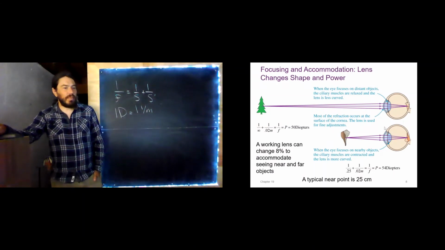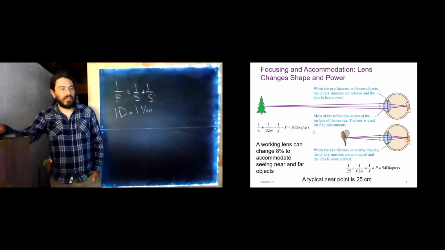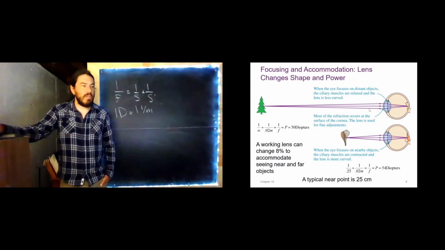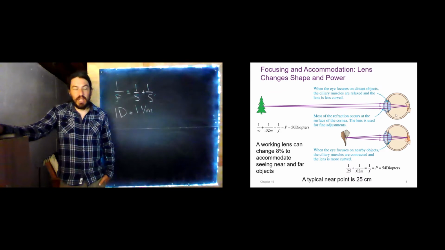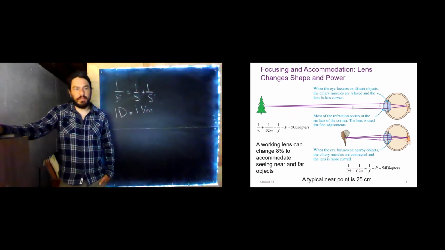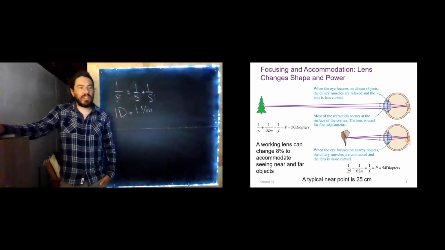So this is how your eye accommodates for looking at distant objects versus up-close objects. When I'm looking at a distant object, the ciliary muscles are relaxed, and my lens is less curved. So in other words, it has less focusing power. It has a longer focal length in this position. This system of the cornea and the lens together has a longer focal length, and this allows us to focus on very distant objects.